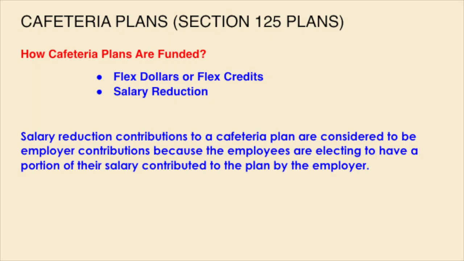The second mechanism is salary reduction. In this scenario, employees use part of their own salary to purchase their benefit selections through pre-tax or after-tax deductions. Purchasing qualified benefits through pre-tax deductions can provide employees with increased take-home pay. Salary reduction contributions to a cafeteria plan are considered to be employer contributions because the employees are electing to have a portion of their salary contributed to the plan by the employer.